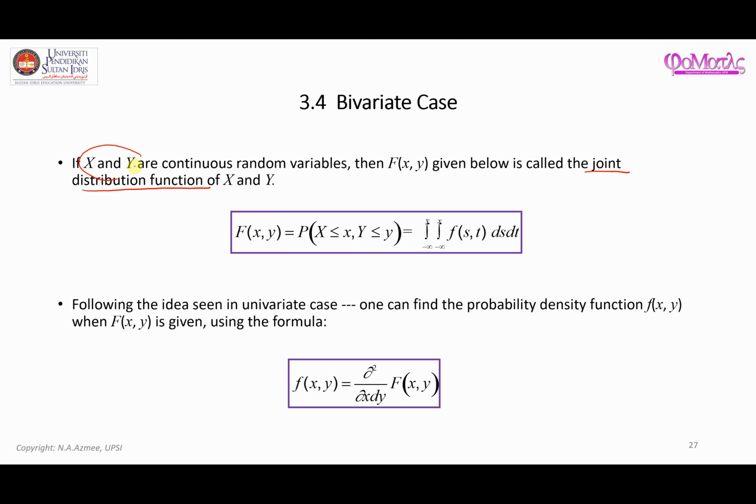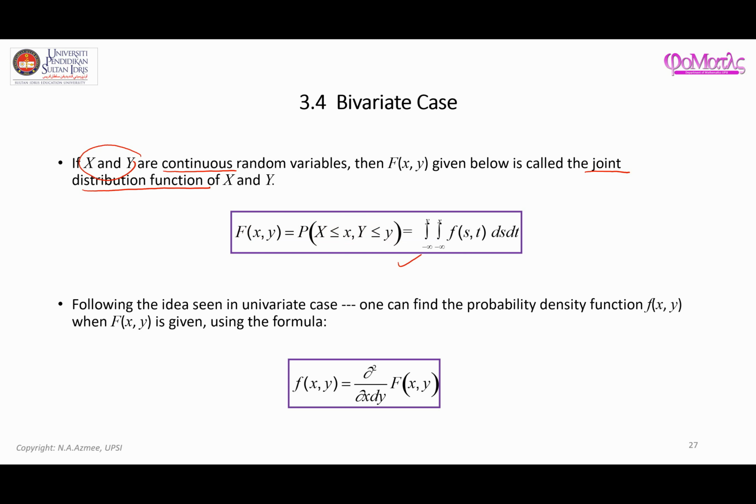In this video, we're going to look at the idea of joint distribution function when you have two random variables and they are both continuous. So here is the mathematical formula related to that. You can see that we have big F. Big F represents the joint distribution function of x and y, and because of that the first part here is related to random variable x and here is random variable y.